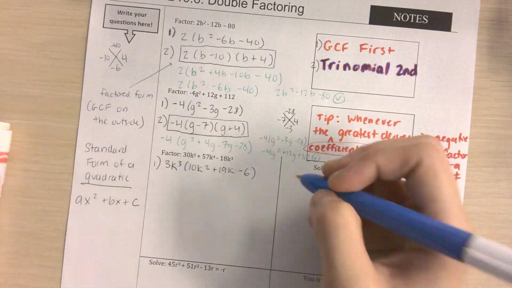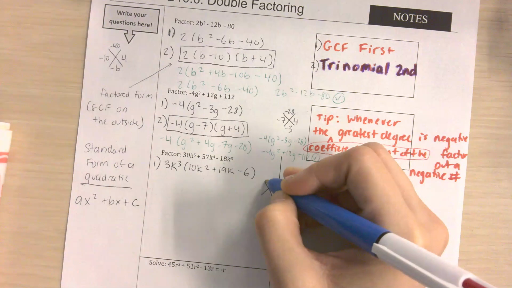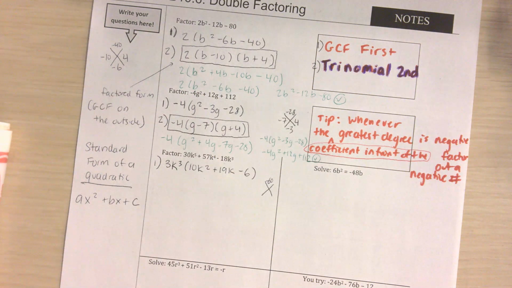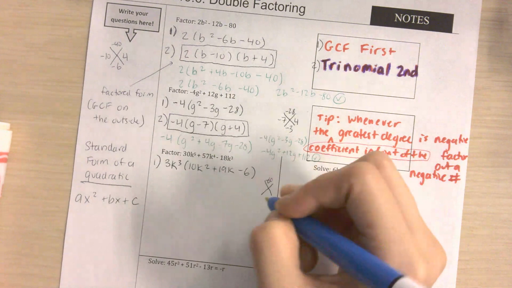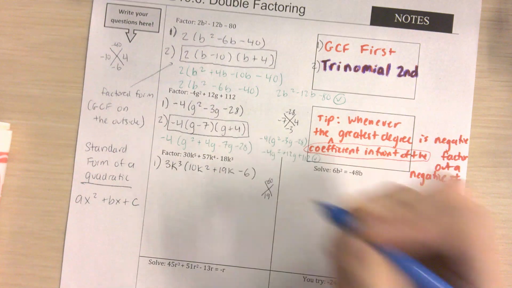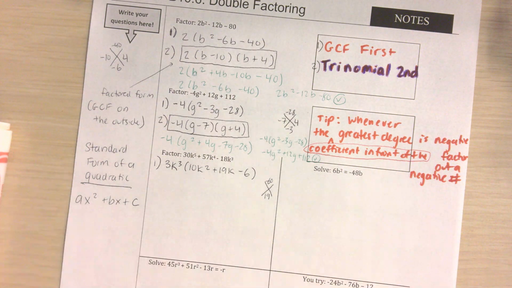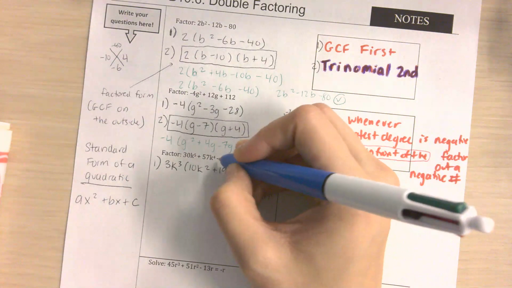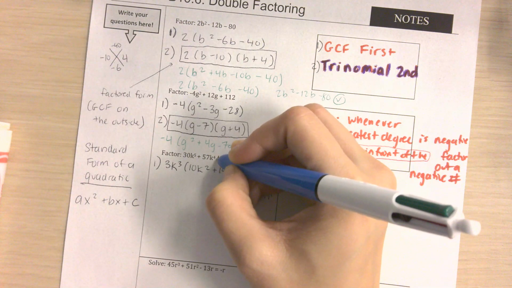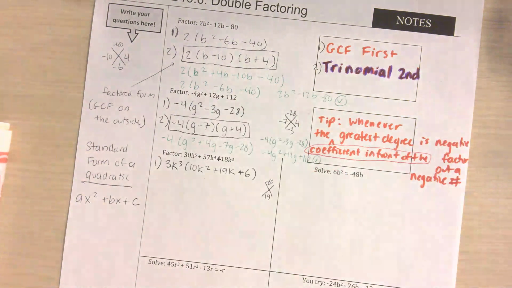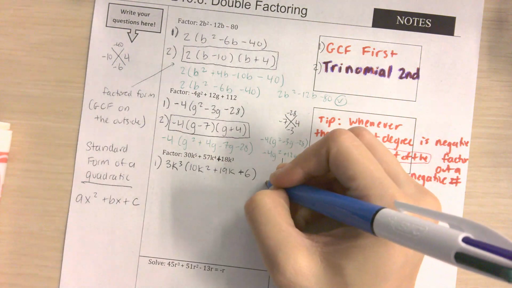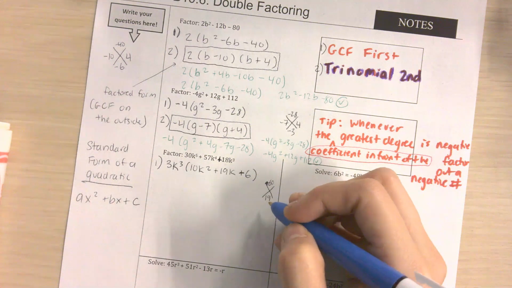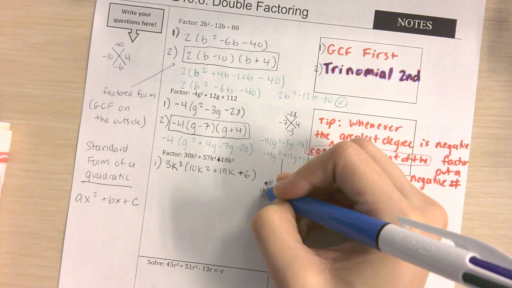Okay, so we need to find two numbers that multiply to negative 60 and add to 19. Actually, sorry, I think there's an error. I'm going to make this a plus right here, because the other one's not factorable in a nice way. Typo on the paper, sorry. So it's trying to multiply to positive 60 and add to 19. So that's going to be 15 and 4.